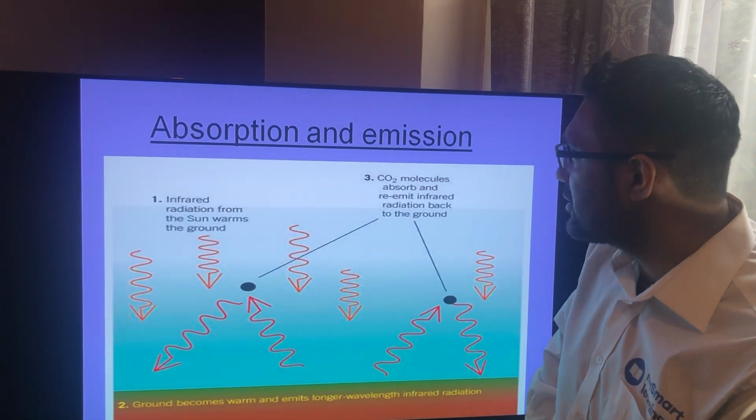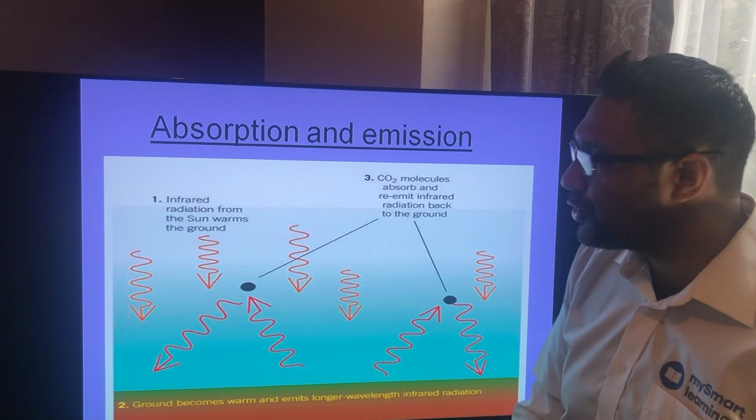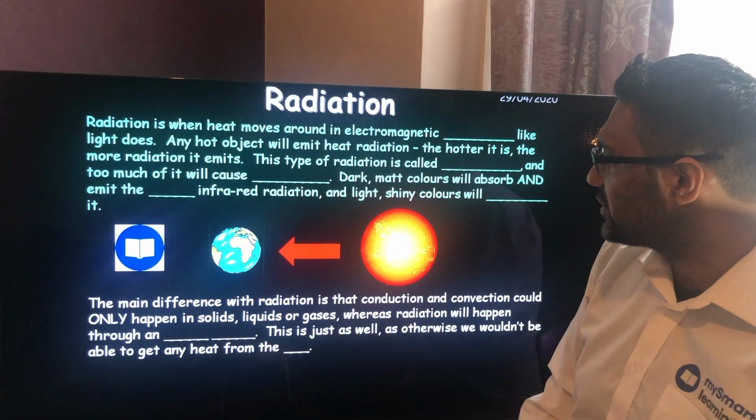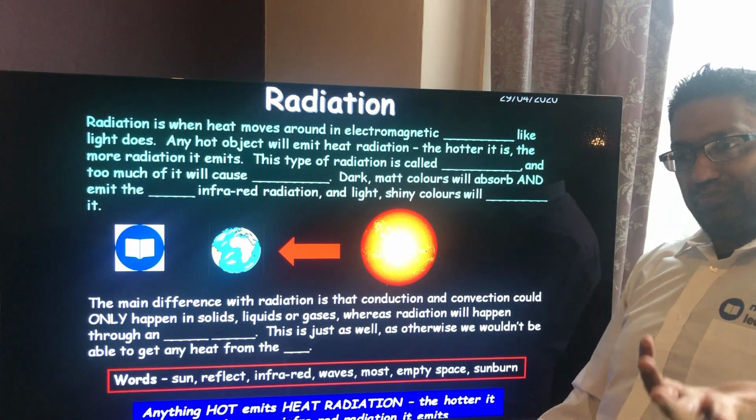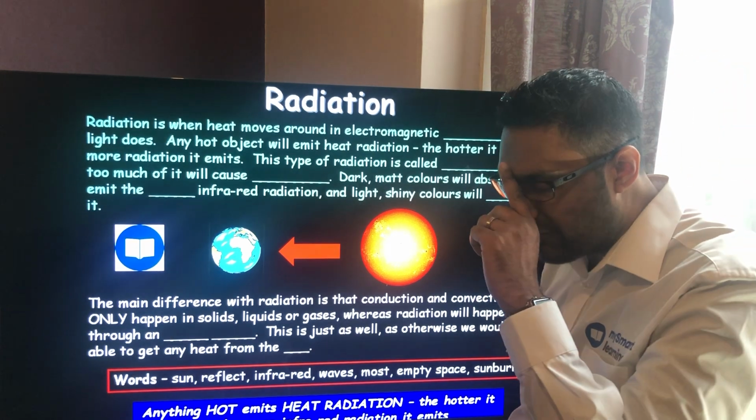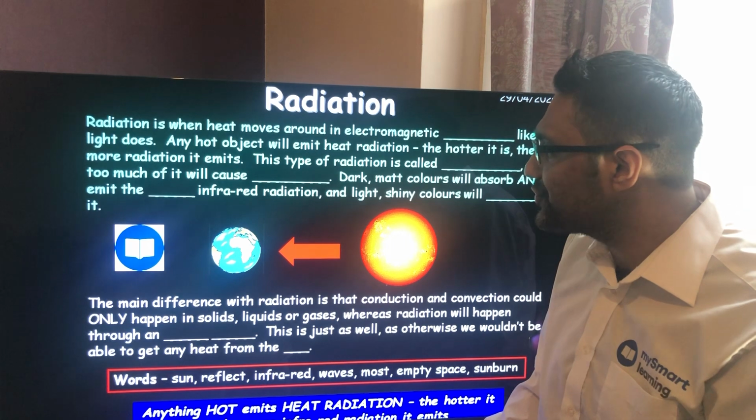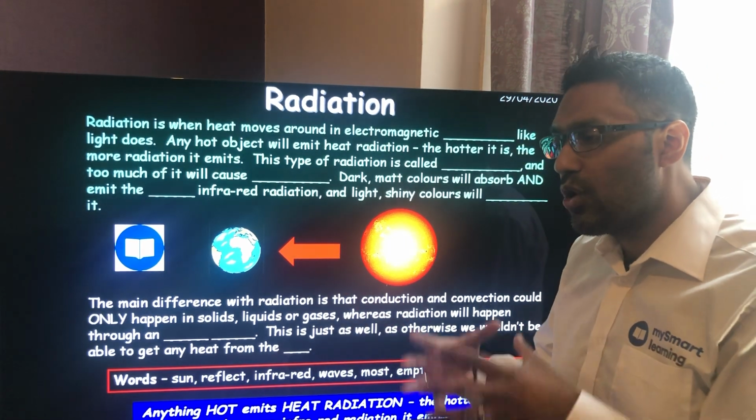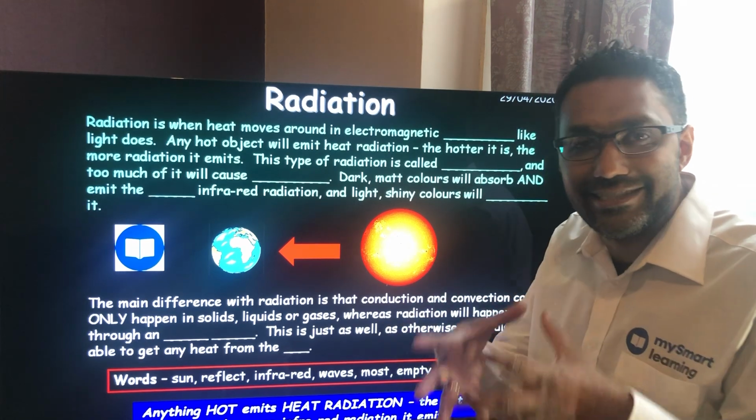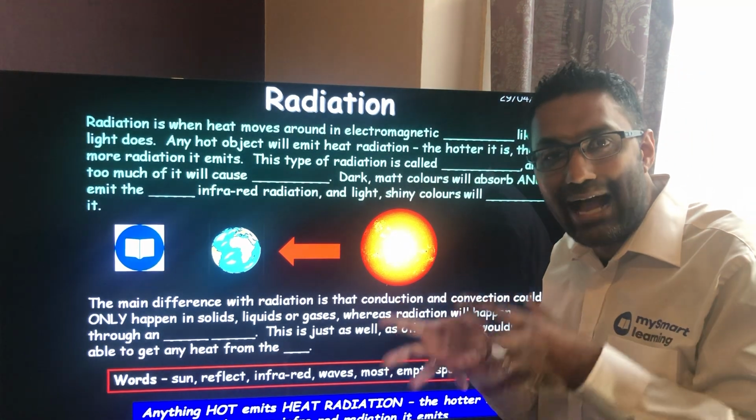Now, absorption and emission then. So we're going to relate this back to the Earth, right? So this diagram here. Global warming, as you know, you've probably read and heard lots about it, obviously, in the news and stuff like that, is causing climate change. Now, is global warming a bad thing? Well, climate change is the bad thing. Global warming has to happen.